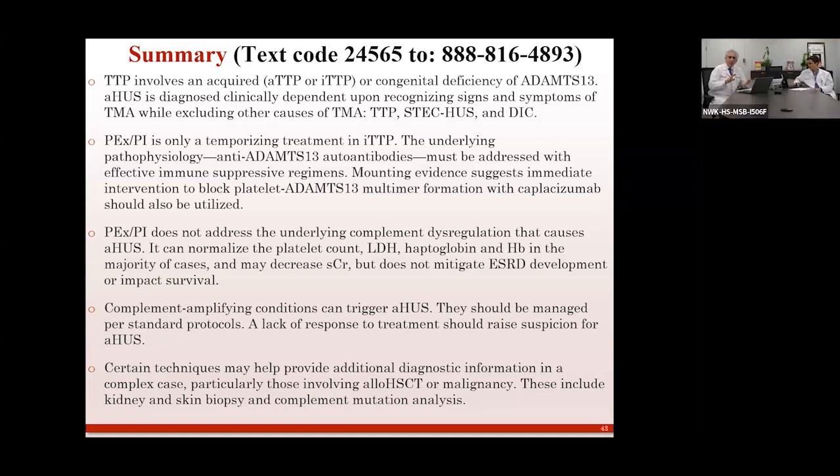Thanks. And what about the rituximab and the steroids? Where does that fit in? Right. So basically, you need to use immune suppression until you get the Adams-13 over 20%.